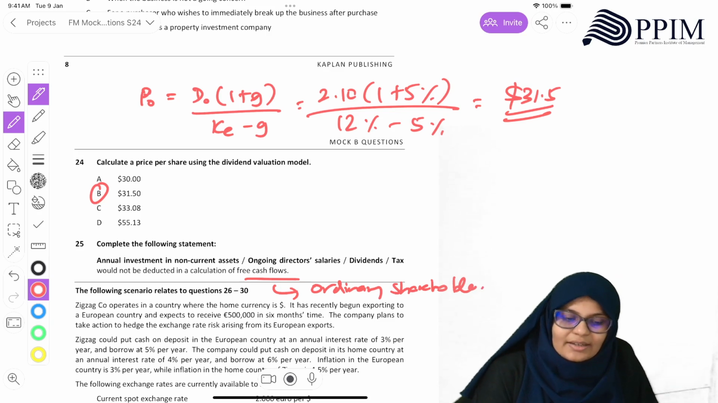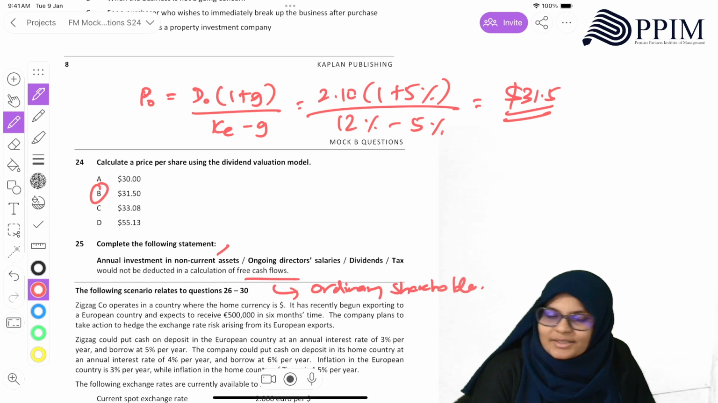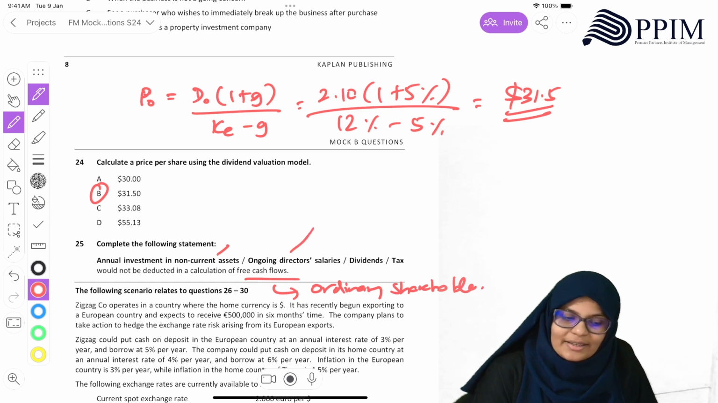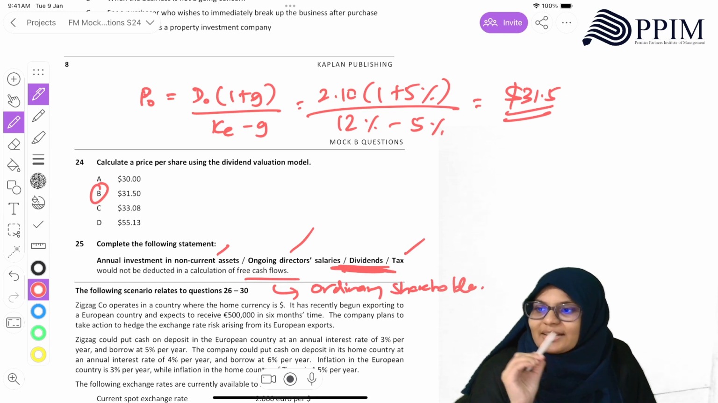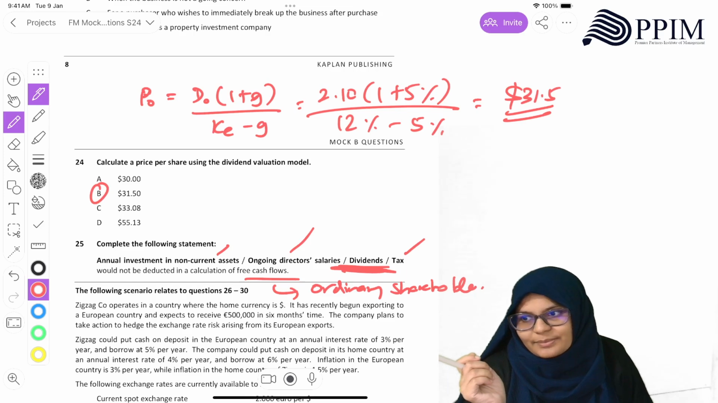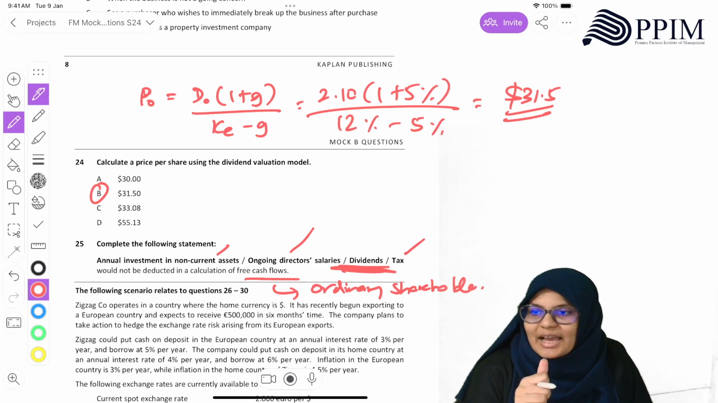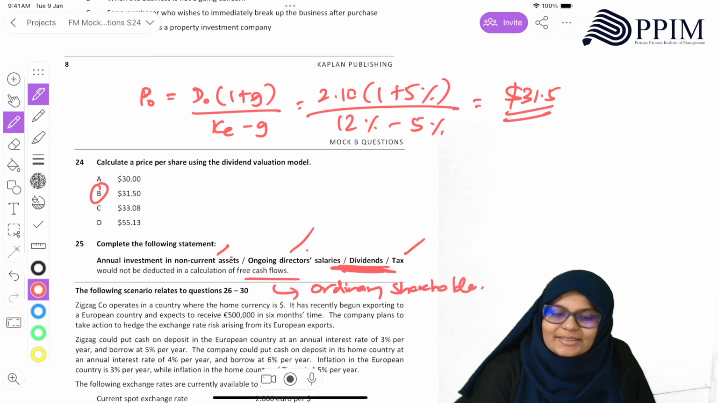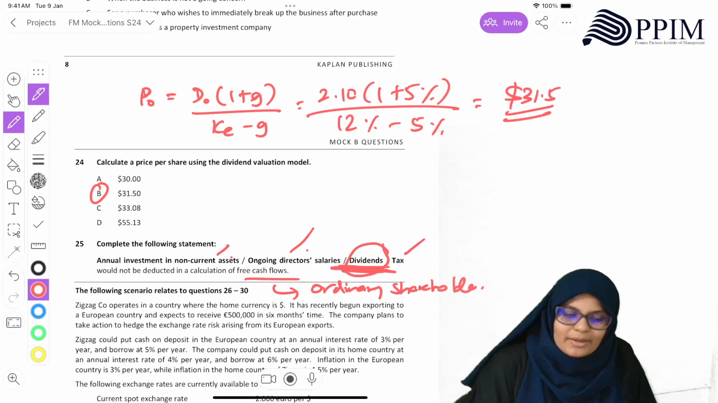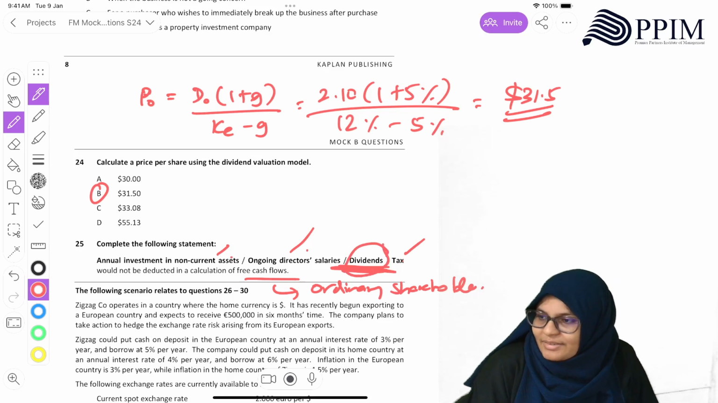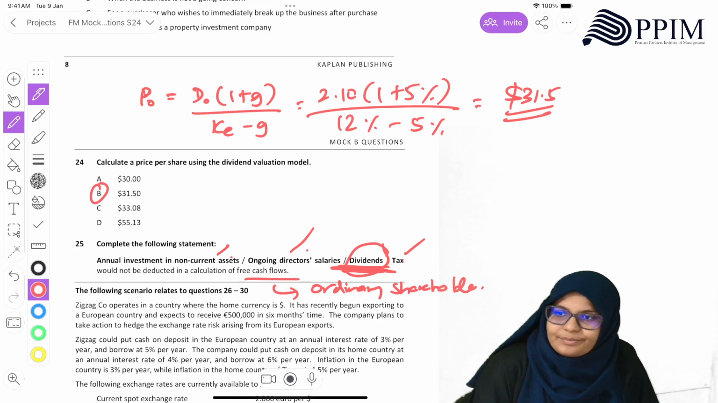We will deduct how much we paid for non-current assets. We will deduct the director's salary. We will deduct tax as well. But we won't deduct dividends. Why? Because dividend is also a figure that is available for ordinary shareholders. So when you are calculating free cash flow, non-current assets, director's salary, tax will be deducted. Dividends won't be deducted. So that will be the answer. Got it?